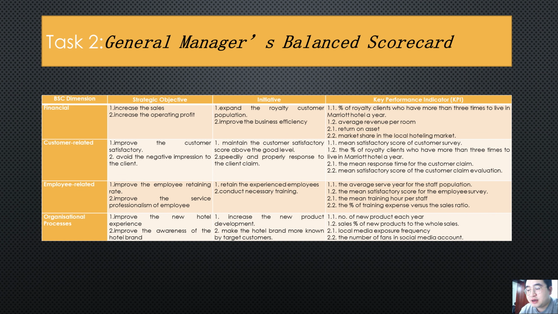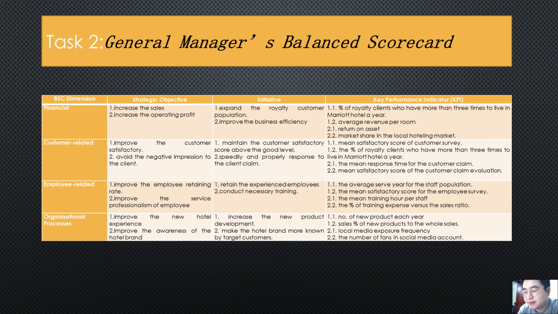In task 2, in order to align the hotel general manager's performance with the parent company and its brand strategy direction to make Marriott an everyday part of members' lives, we propose the following balance scorecard. For the financial dimension, we have two strategic objectives: to increase the sales and to increase the operating profit. To realize these objectives, we have two initiatives.